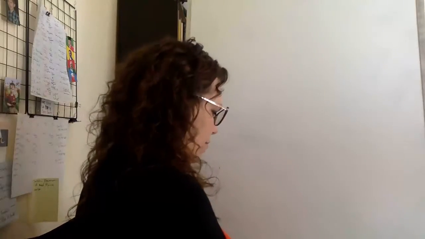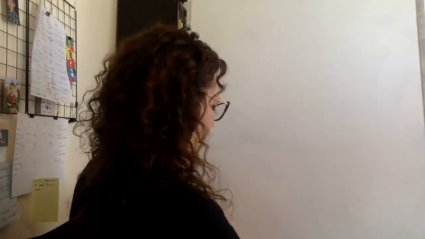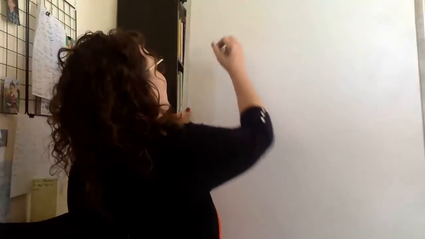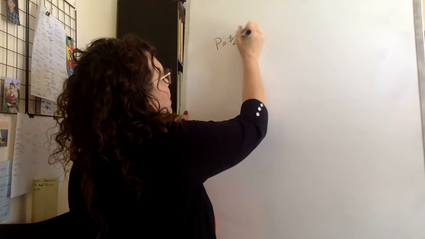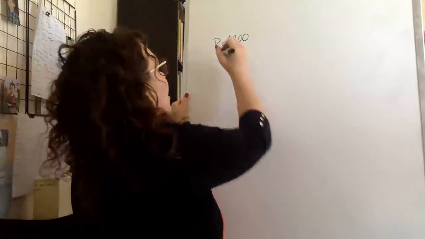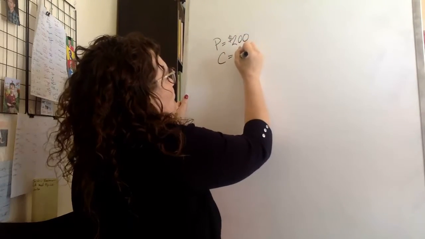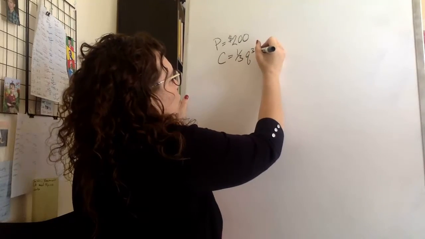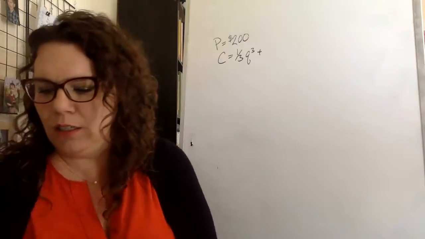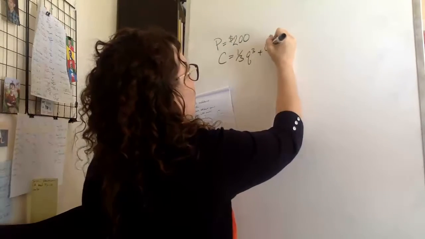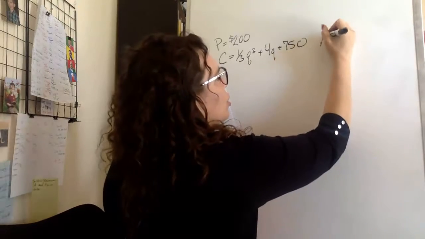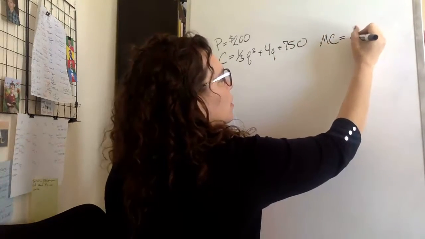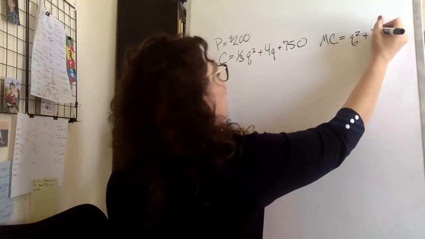So for this problem, sorry, I'm running out of space. We've got the market is a competitive market and price is equal to $200. We also have the cost function is 1/3 Q cubed plus 4Q plus 750. And then the marginal cost curve is Q squared plus 4.